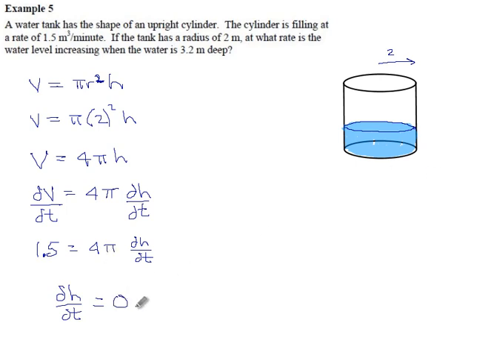I get 0.119 meters per minute, or about 12 centimeters per minute. So that's the change in the depth. It's positive because the water is getting deeper as time goes on.